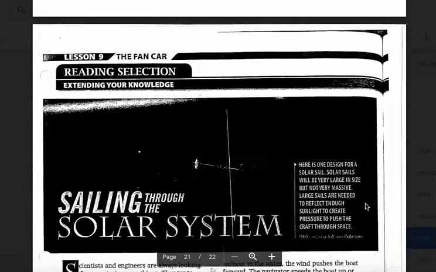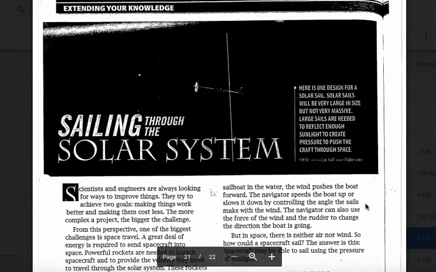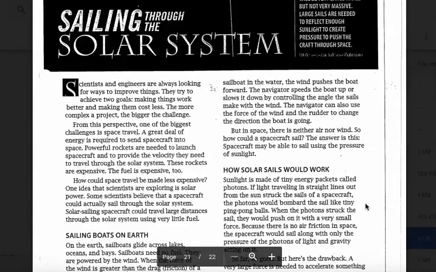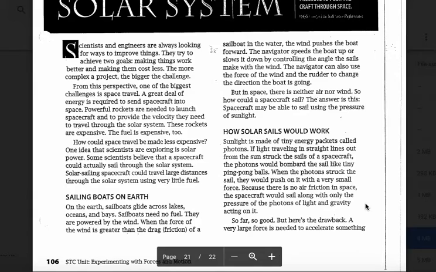All right, last bit here, sailing through the solar system. Scientists and engineers are always looking for ways to improve things. They try to achieve 2 goals, making things work better and making them cost less. The more complex a project, the bigger the challenge. From this perspective, one of the biggest challenges is space travel. A great deal of energy is required to send spacecraft into space. Powerful rockets are needed to launch spacecraft and to provide the velocity they need to travel through the solar system.